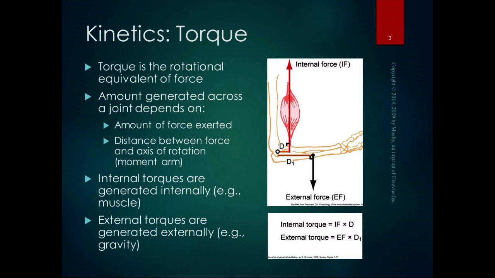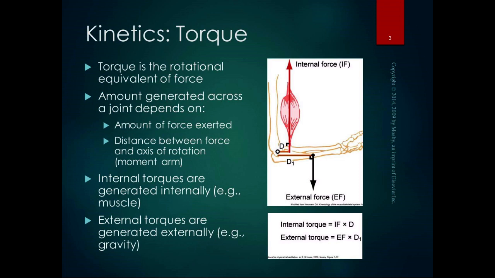The amount of torque generated across the joint depends on the amount of force exerted, so a lot of times the strength of the muscle or how much you're exerting, and the distance between the force and the axis of rotation. So the force is at the insertion of the muscle, usually, and the axis of rotation is at the joint where the motion is being activated. The distance between the force and the axis of rotation is called the moment arm. And we will talk about the internal moment arm and external moment arm.